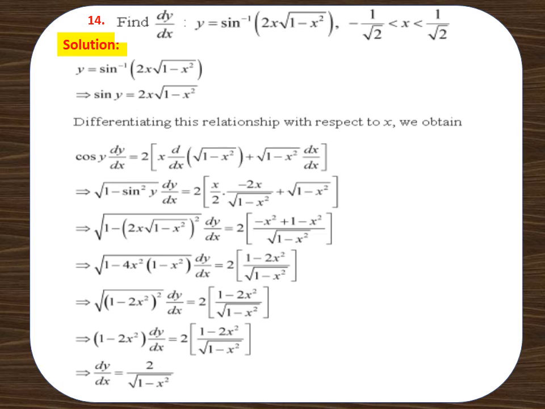So 2 is constant, so taking 2 outside the derivative we have x times the differentiation of under root 1 minus x square plus under root 1 minus x square times the differentiation of x. So by differentiating, we will simplify the value of dy upon dx as shown in the solution. Clear? Pause and note down the solution.